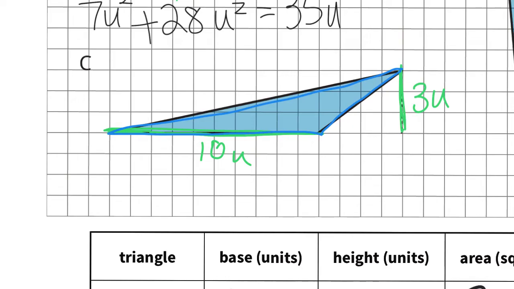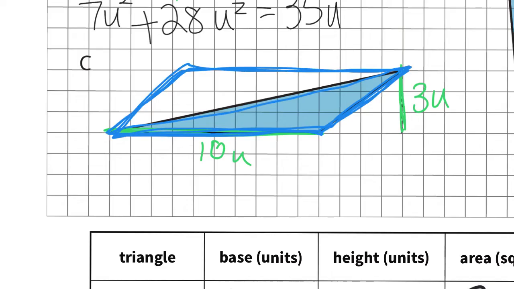So I'm going to try, and let's see, 1, 2, 3, 1, 2, 3, 4. So I'm going to draw the same triangle, 1, 2, 3, 4, there. There we go. So now, you see what I did? I just doubled that triangle to create a parallelogram. So there's our parallelogram right here. So I just doubled this original triangle to create a parallelogram.